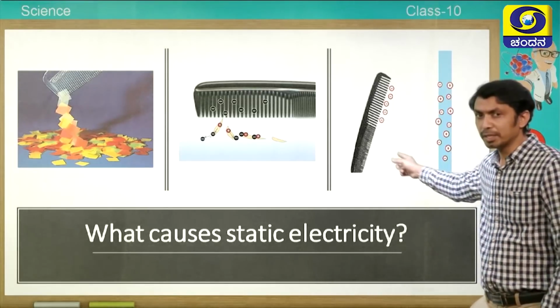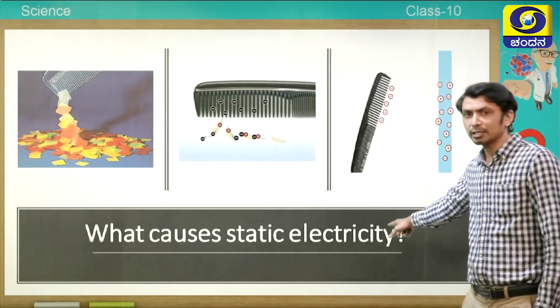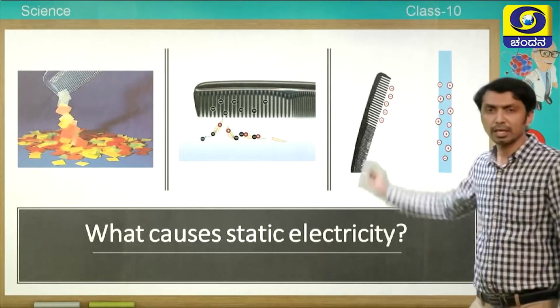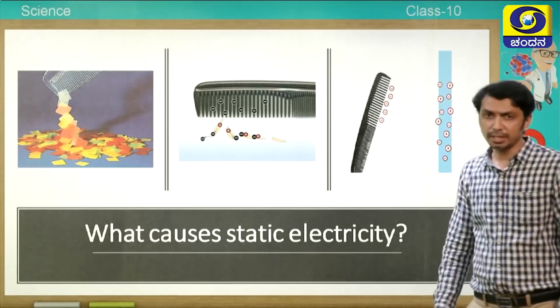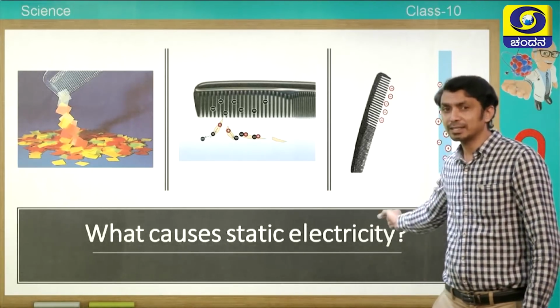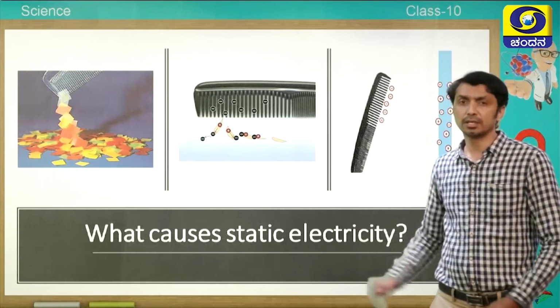One thing you have to remember here is we call it static. That means these charges are not moving. They only get attracted to each other. This is why it is called static electricity or static charges.